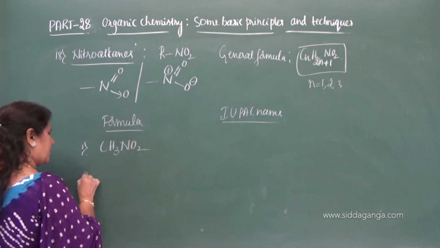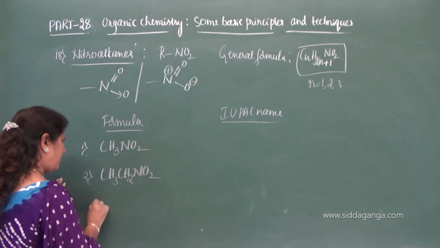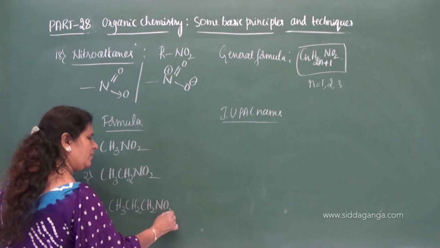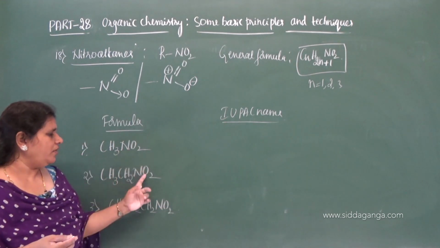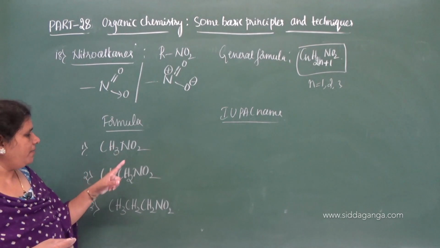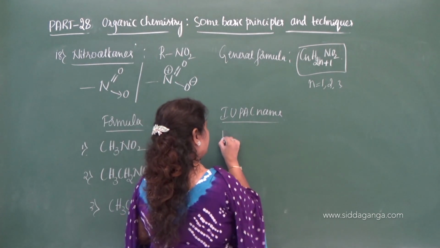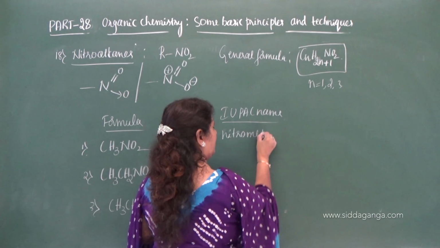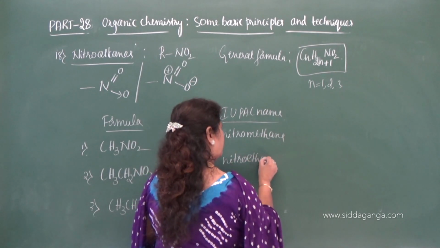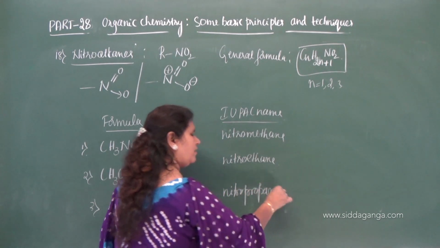Let us move on to the first one, CH3NO2, second CH3CH2NO2, third one CH3CH2CH2NO2. So nitro is common, then the name of the alkane: methane, ethane, propane. 1 carbon methane, 2 carbon atoms ethane, 3 carbon atoms propane, and hence nitromethane, then nitroethane, then nitropropane. Nitropropane is the IUPAC name.